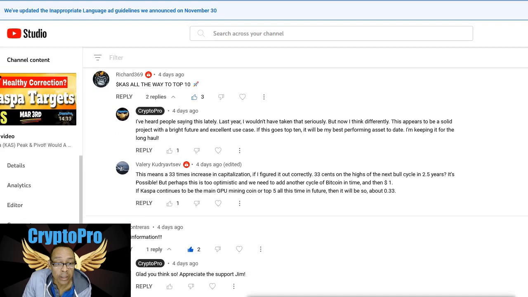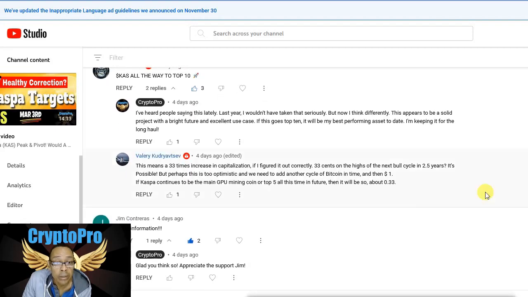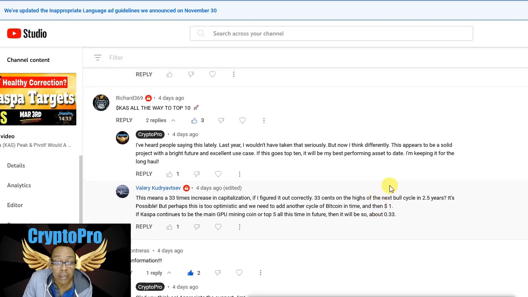Let's see here. Okay, so Kaspa all the way up to 10. Well, that'd be nice. I wouldn't be mad at all. That might take a while. Val had responded to that. That means a 33 times increase in capitalization. So if figured out correctly, 33 cents on the highs of the next bull cycle, maybe in 2.5 years, it's possible, but perhaps too optimistic, of which I would agree.